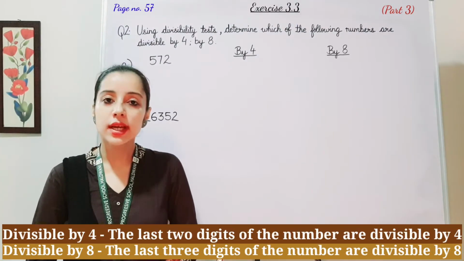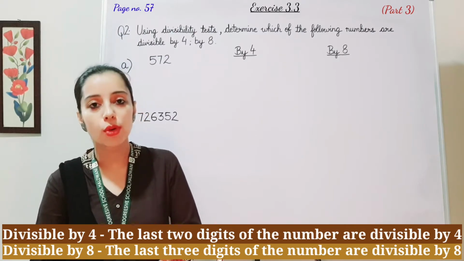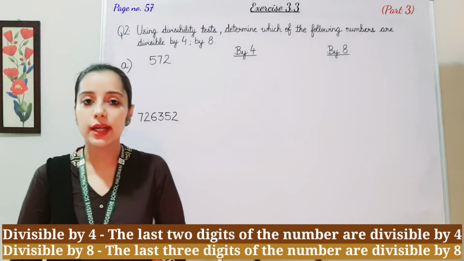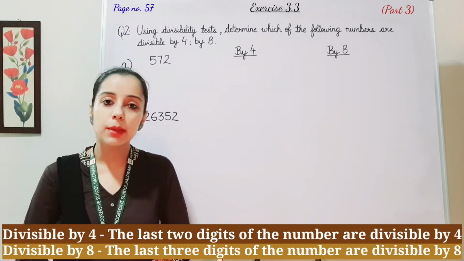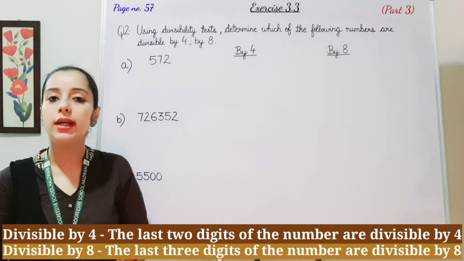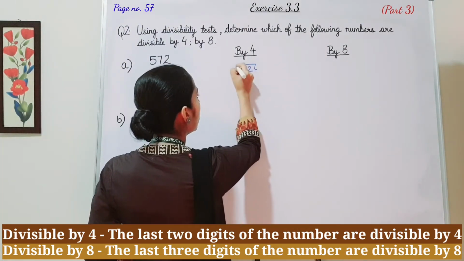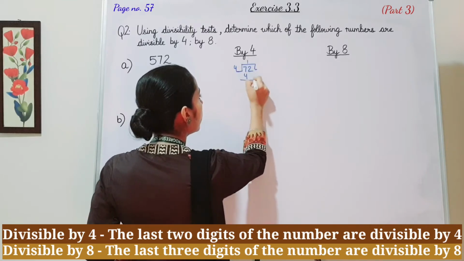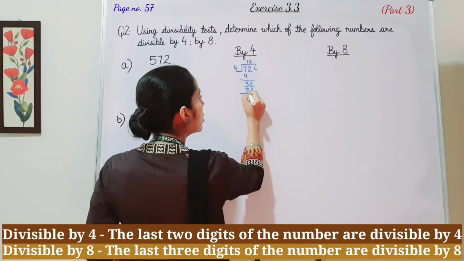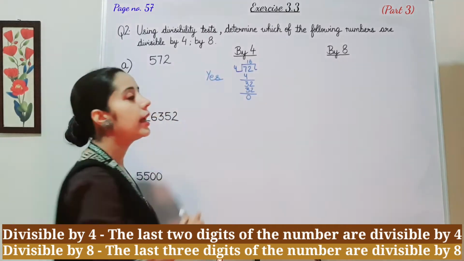Question number 2. Using divisibility test, determine which of the following numbers are divisible by 4 and divisible by 8. A part, 572. So we have to find out divisibility by 4. Let us take the last two digits. So the last two digits are 72. So divide 72 by 4. 4 ones are 4. Then 32. 4 8s are 32. So remainder is 0. So if we have remainder 0, it means it is divisible by 4.